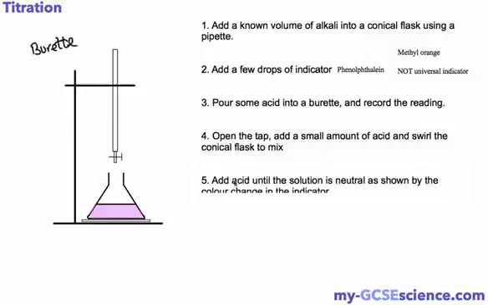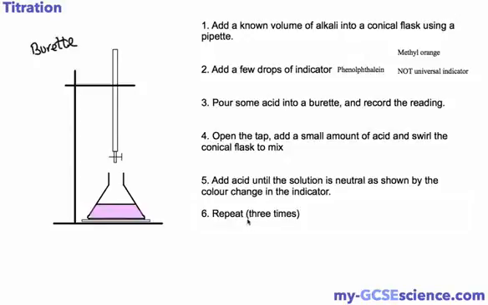Okay, so that's the next stage, and then after that we open the tap and add a small amount of acid and swirl the conical flask to mix it. So here's our tap. We open the tap, add a small amount of acid and give it a mix. We then keep adding acid till the solution is neutral, and that will be shown by the color change in the indicator. I think for phenolphthalein it goes from pinky to colorless at the correct point, but we keep on adding until the solution is neutral. Next stage is to repeat at least 3 times.